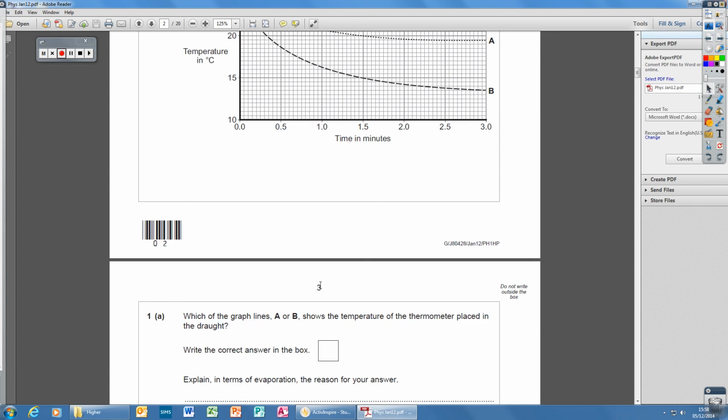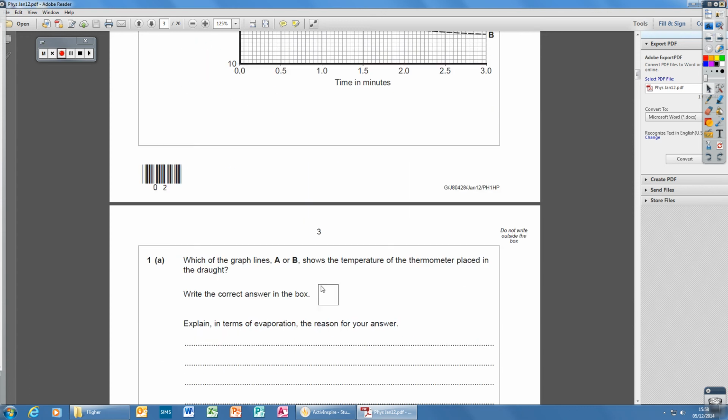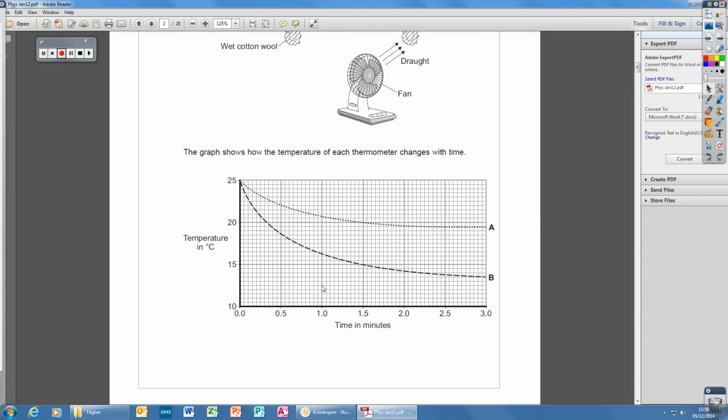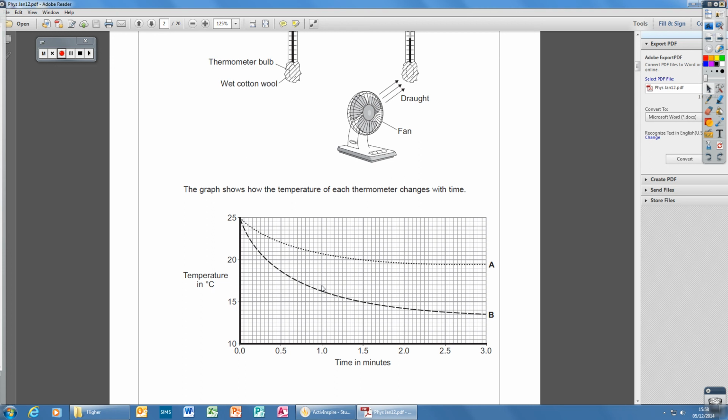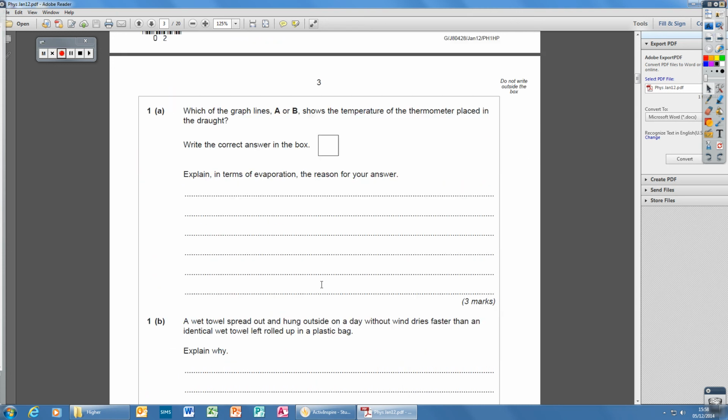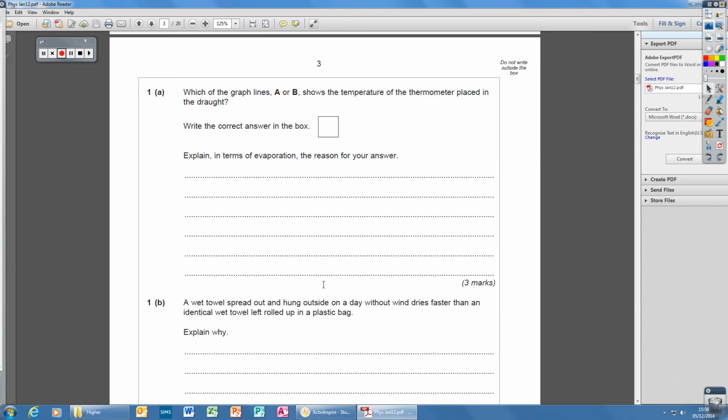So what have we got down here? Let's just check. Which of the graph lines, A or B, shows the temperature of the thermometer placed in the draft? It's going to be B, isn't it? So let's write that in the box and get started on this paper. So where are we? There we go. So I'll put B in there. Let's change the thickness of that pen a moment.